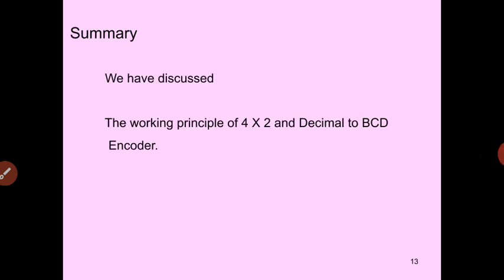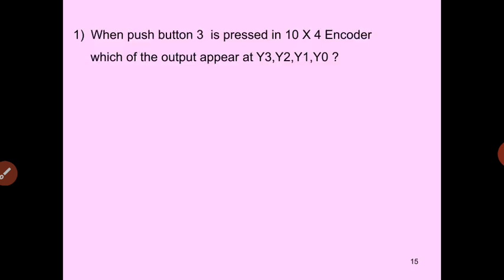So, overall summary, we have discussed the working principle of the 4 by 2 encoder and the decimal to BCD encoder. Next we will follow the quiz.